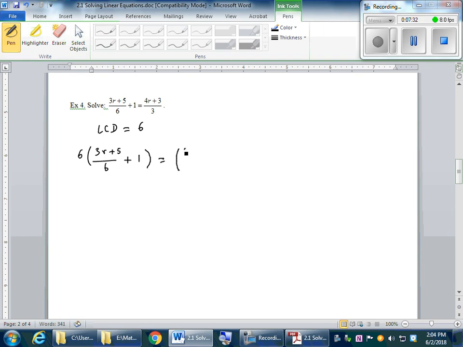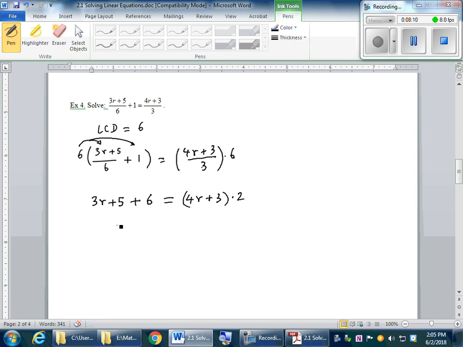And the right-hand side by 6. So when I distribute it, so this is the part that you have to be careful, right? 6 and 6, they cancel out, so it will become 3r plus 5. And 6 times 1, that will be 6, equal to, now 3 and 6, 3 goes into 6 2 times, so you have to be careful because that 2 is going to be multiplying to the numerator.